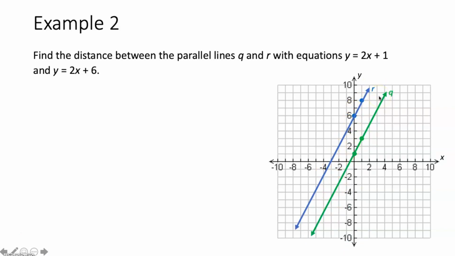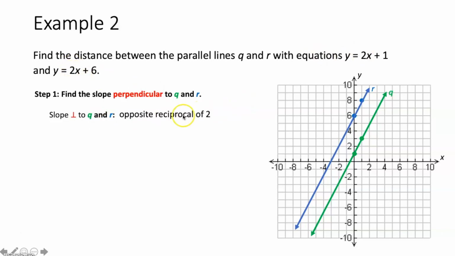Now to find the distance between 2 parallel lines, here's what you're going to do. First, you're going to find the slope perpendicular to Q and R. Since Q and R are parallel, they have the exact same slope. So the slope perpendicular to one will be perpendicular to the other. So how do I find the slope perpendicular to these 2 lines? Well, I need to figure out the opposite reciprocal of their current slope. Their current slope, we said, was 2.